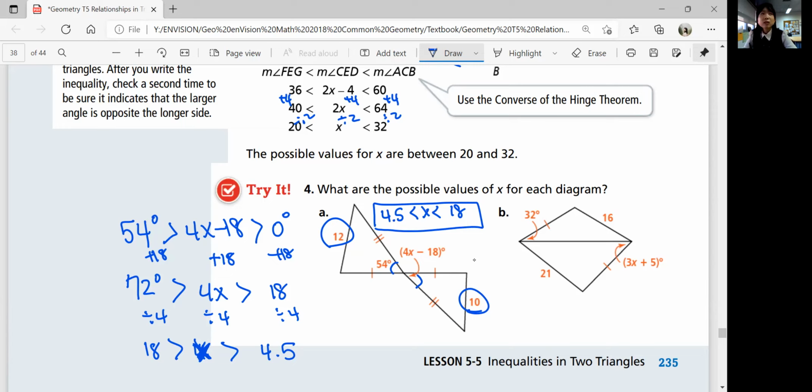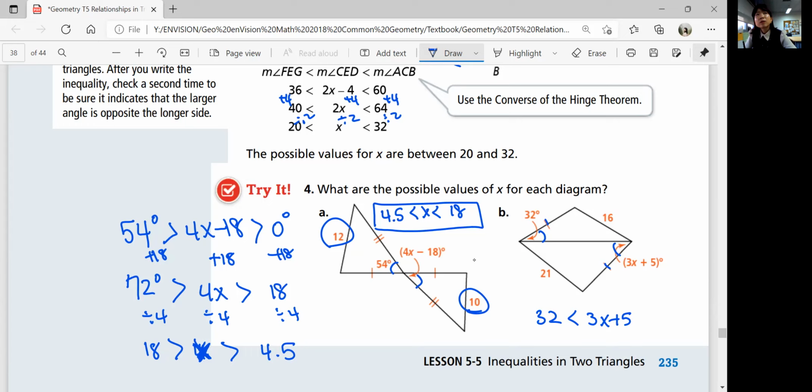Okay, part B, in a similar way, you're going to apply the converse of the Hinge theorem and say, oh, look at this line. This, by reflexive property, this line is congruent to itself, and these two lines are congruent. So the included angle must be relative to the included angle here and the sides, right? So 16 is less than 21. So we know that 32 must be less than this angle, 3x plus 5. Okay.